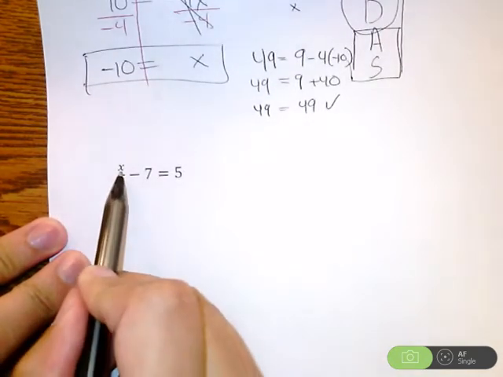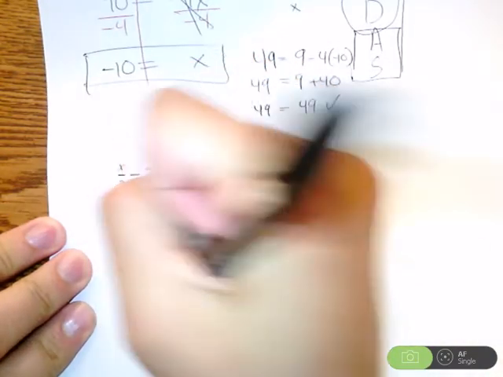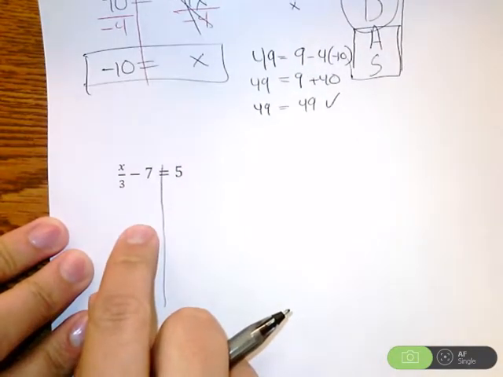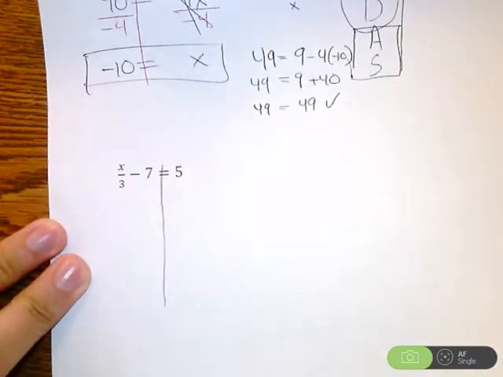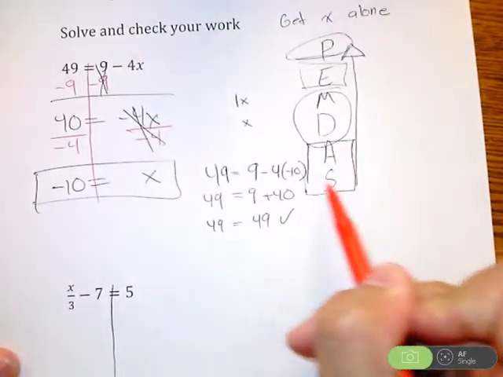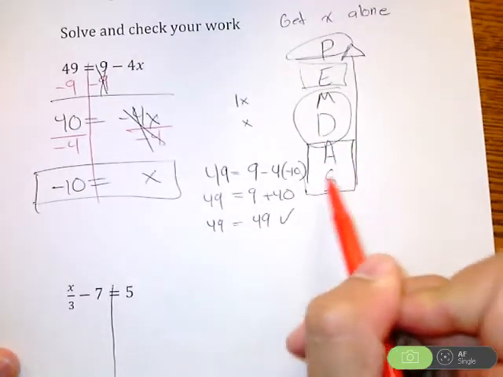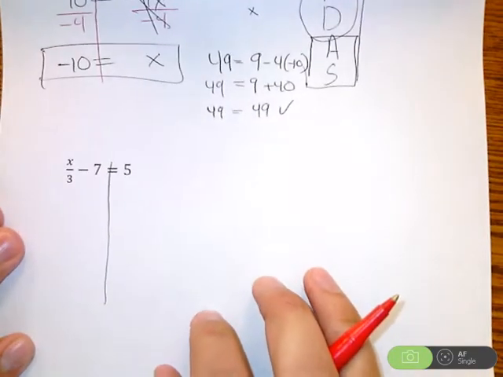So this next one I have x divided by 3 minus 7 equals 5. Again, the focus is on the side that has x. So I have division by 3 and I have subtraction by 7. So thinking about the order of operations backwards, I've got to get rid of the addition and subtraction first. So I've got to get rid of that subtraction by 7 first. Then I deal with the division by 3.